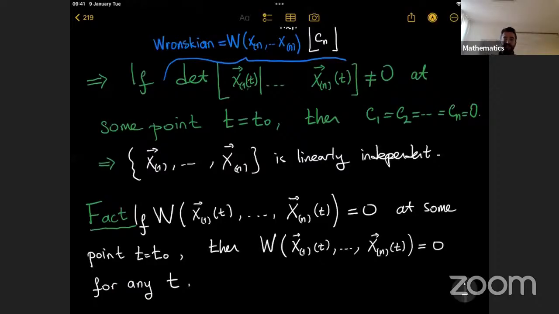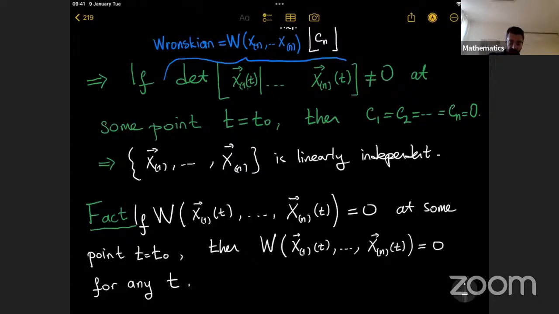So basically it says the Wronskian is either identically 0 or it is never 0. So you don't need to search for a specific value where the Wronskian is non-zero. If it is 0 at some point, it is 0 everywhere. So this is what it says.